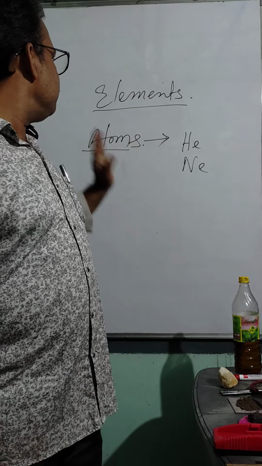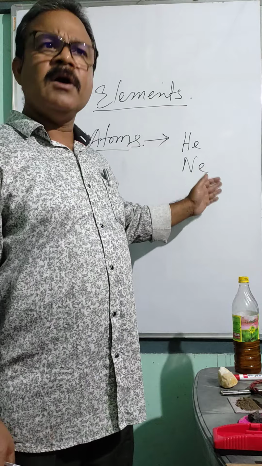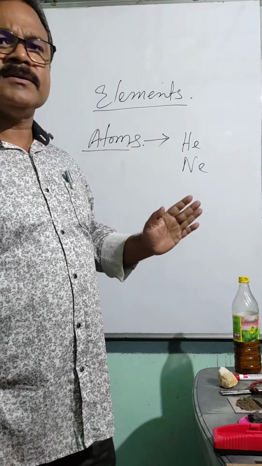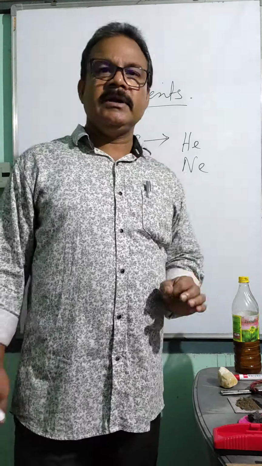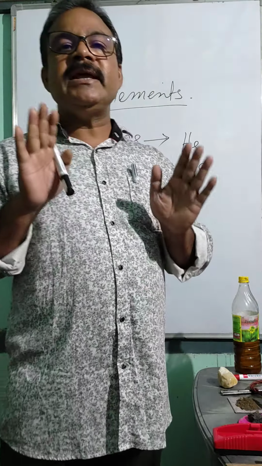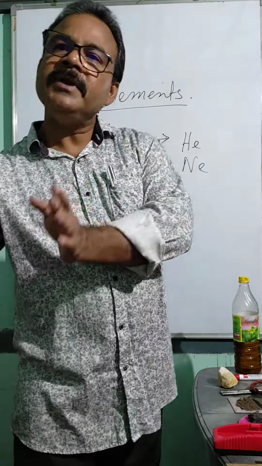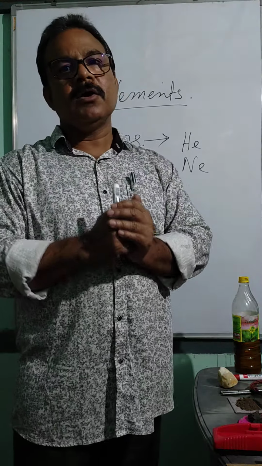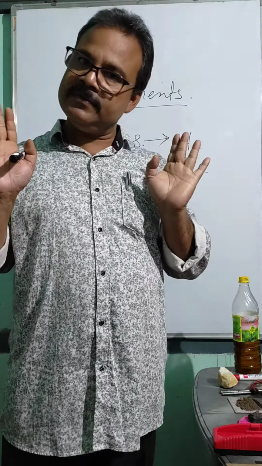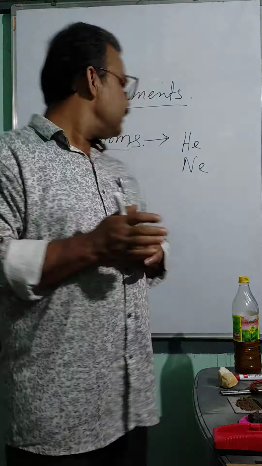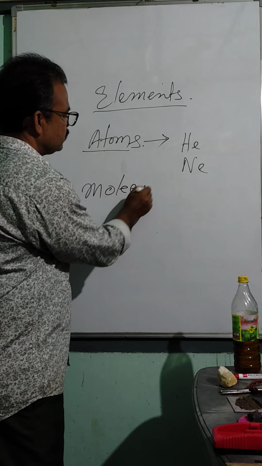For the time being, remember that except these few atoms of certain elements, all other atoms are unstable. That is why they immediately take part in chemical reactions. They combine with atoms of the same element or atoms of other elements to form molecules. Is it clear? Then at the same time we will remember about molecules also.